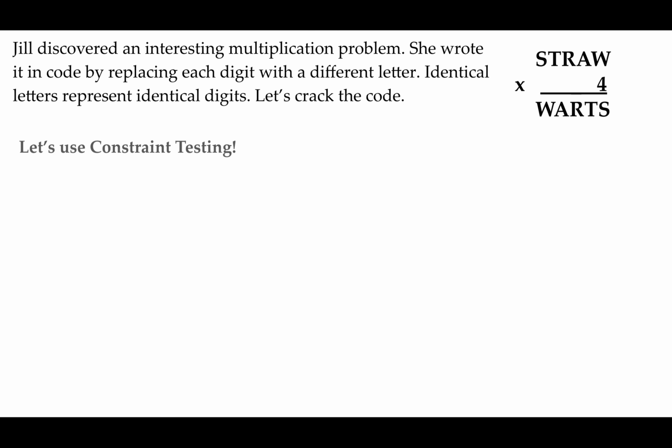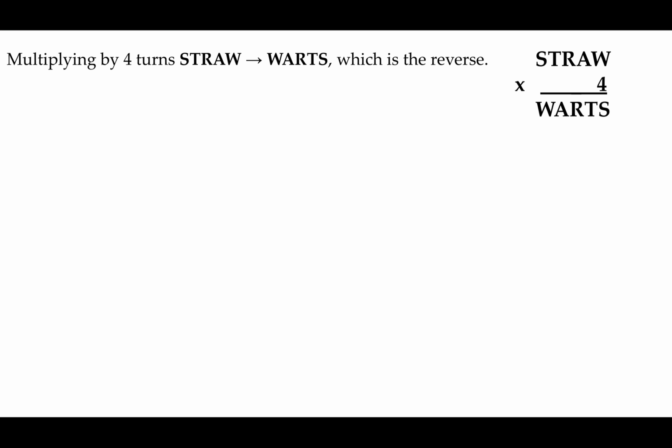So here's what I did. I thought I'm going to use constraint testing. So I knew that multiplying by 4 turns STRAW into WARTS. And I noticed that WARTS is the reverse of STRAW. STRAW is the same thing as WARTS backwards. So I tried to figure out which letters I should decode first. And I thought I'm going to do the S and the W. So S multiplied by 4 is W, and W multiplied by 4 is S.